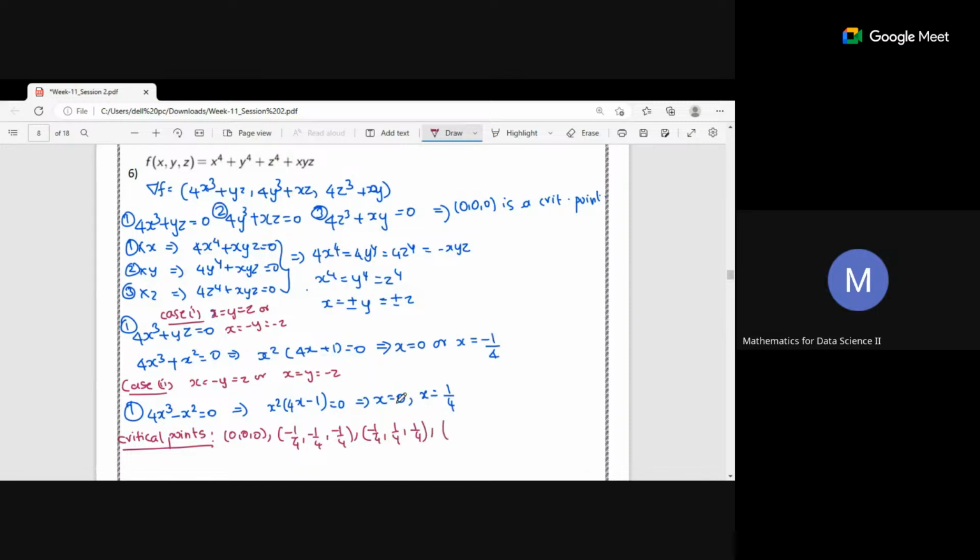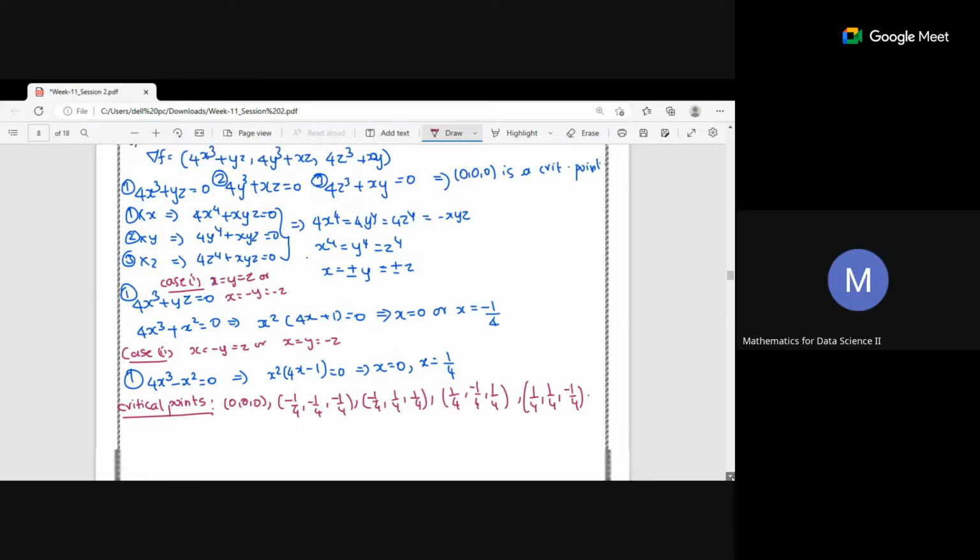Okay. So here these cases are covered. What about here? Again, x is equal to 0 case is covered. x is equal to 1 by 4 means 1 by 4, minus 1 by 4, 1 by 4, and 1 by 4, 1 by 4, minus 1 by 4. These are all the possible critical points. Is this clear? How did we obtain the critical points? Is this clear? Okay.